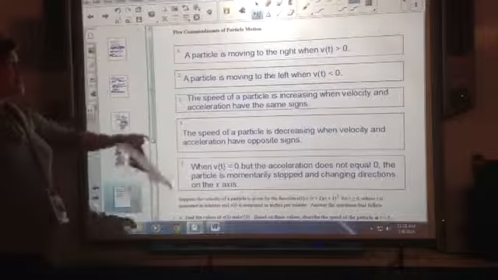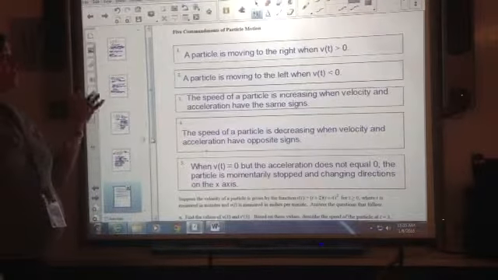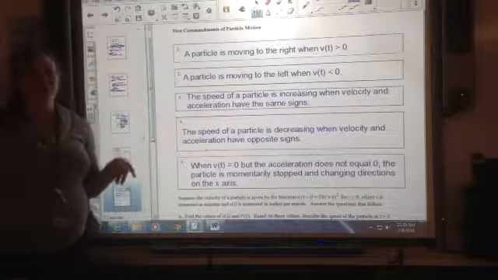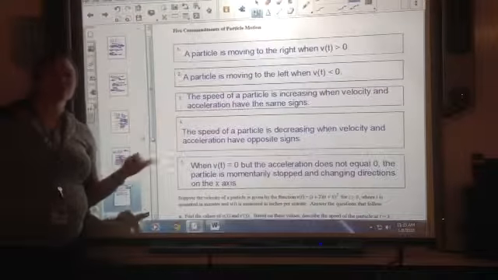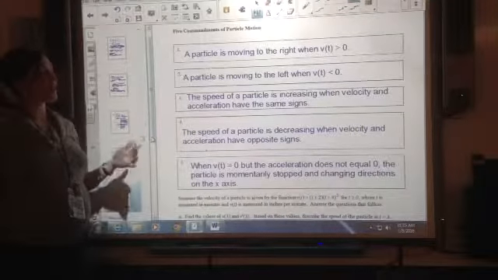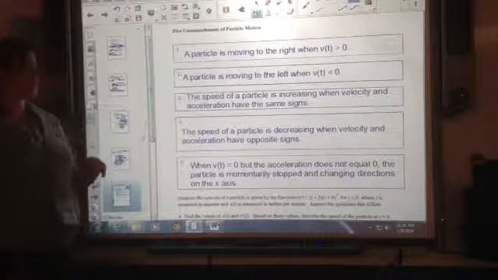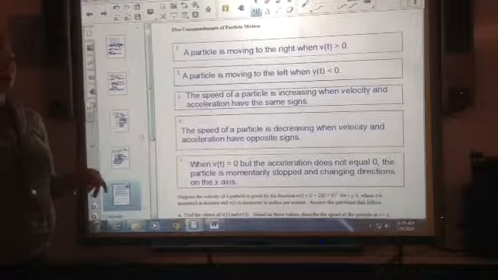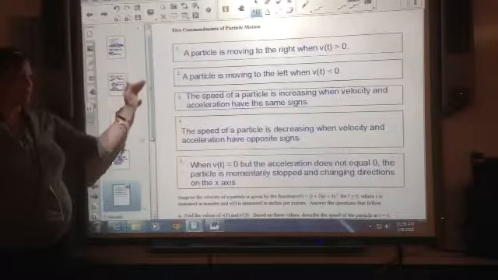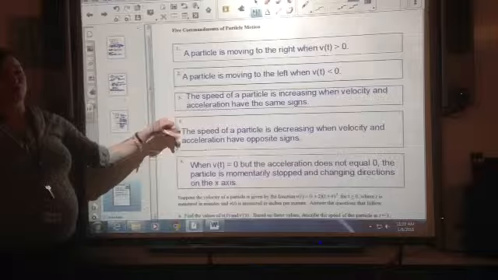Okay, so the next part of this is the 5 commandments of particle motion. This is not something that you need to memorize. It's not something that they're going to ask on the AP exam, like, what are the 5 commandments of particle motion? This is just something to put this all in the same place so you can reference this later.